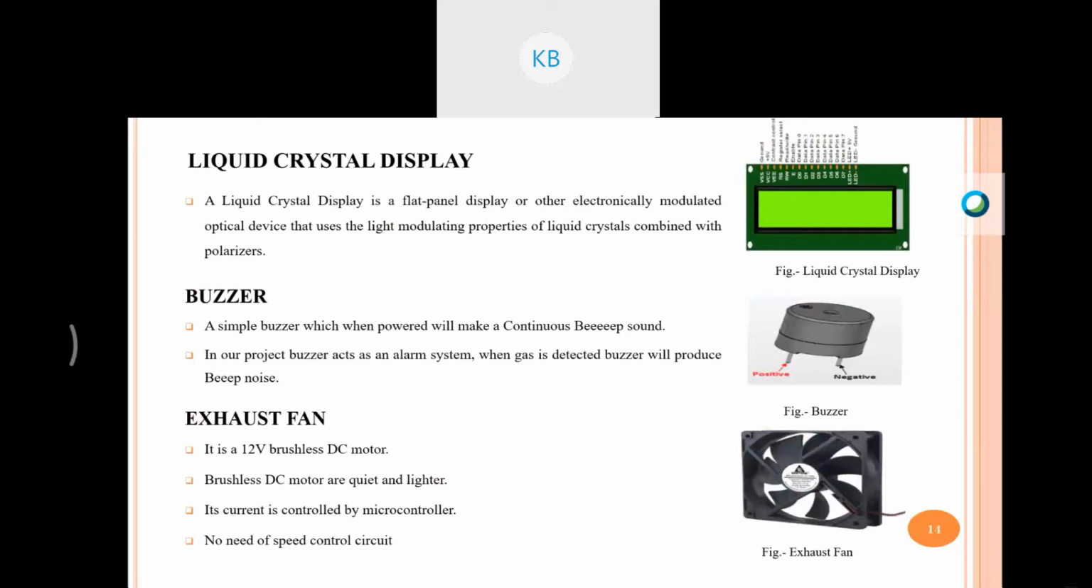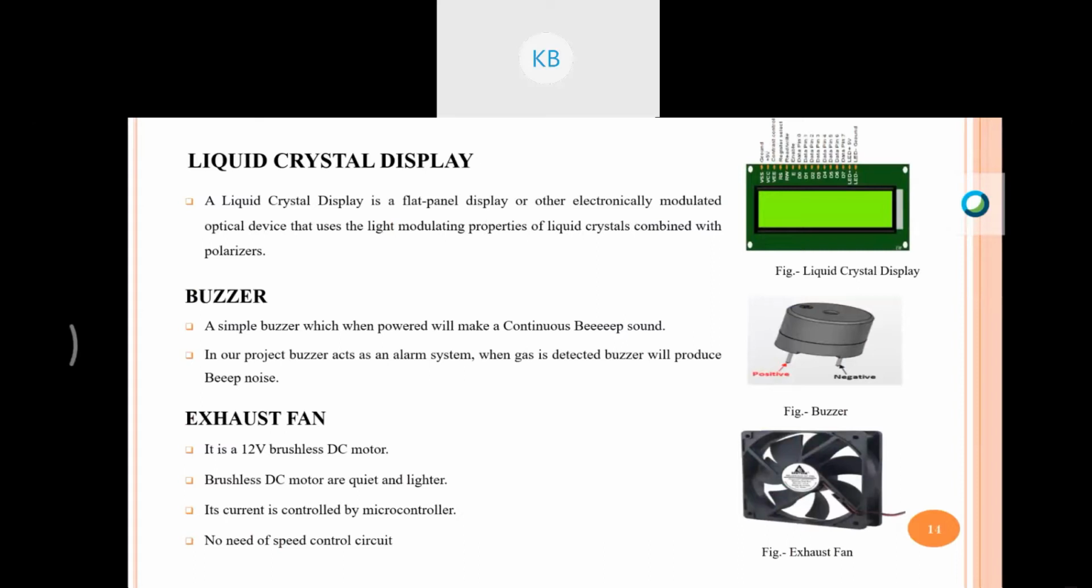Then from the 6 pin to 13 pin, these are the pins attached to the microcontroller, and the 15th and 16th pin are used for the LED that are operated in this LCD, and here the power is supplied for this LED purpose.